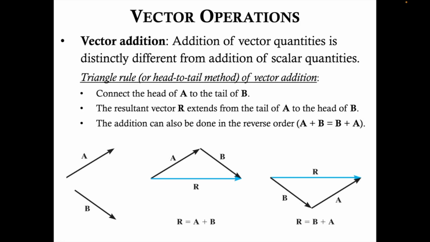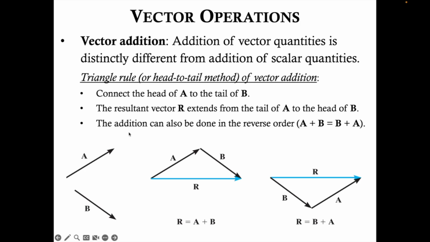We can also mention the triangle rule or the head-to-tail method of vector addition. So once again, we have vectors A and B in this two-dimensional space. Connect the head of A to the tail of B. So head-to-tail method. Here we have vector A. We're connecting the head of A here to the tail of B there. The resultant vector R extends from the tail of A to the head of B. Okay, tail of A to the head of B. That vector R in blue is the resultant vector.